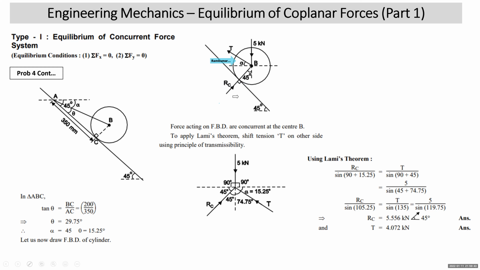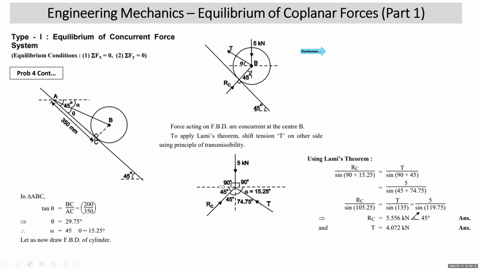If you want to apply Lami's theorem, none of the angles should be more than 180 degree. But you can see that here, this angle on this side, is it becoming more than 180 degree or not? This angle is between 5 kilonewton and RC. What will be that angle? 180 plus 45, right? 225. So to overcome that, tension T is shifted to the other side using the principle of transmissibility.